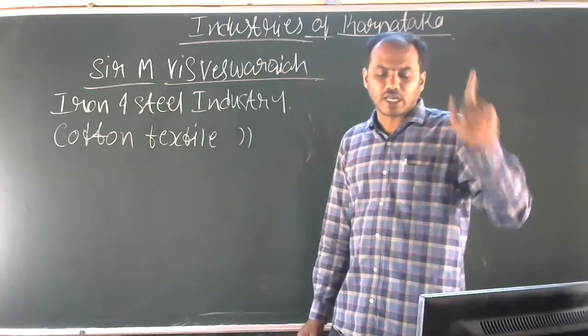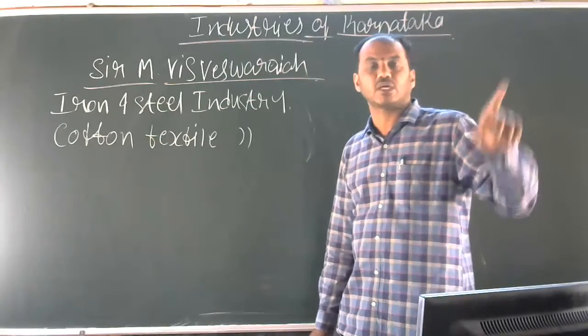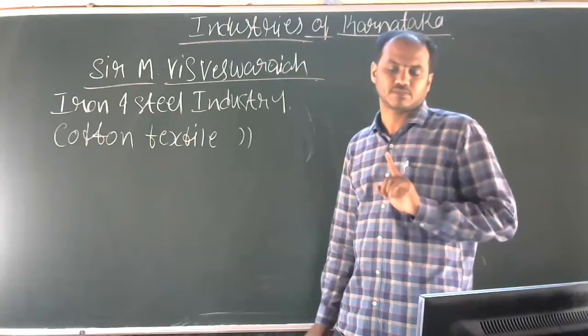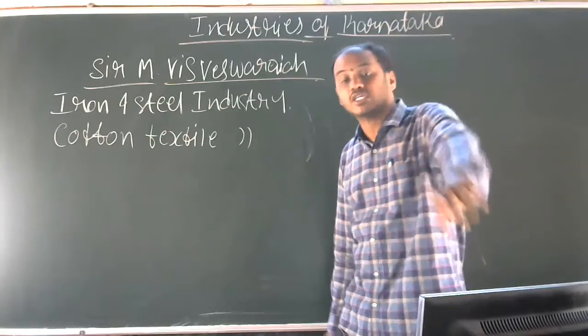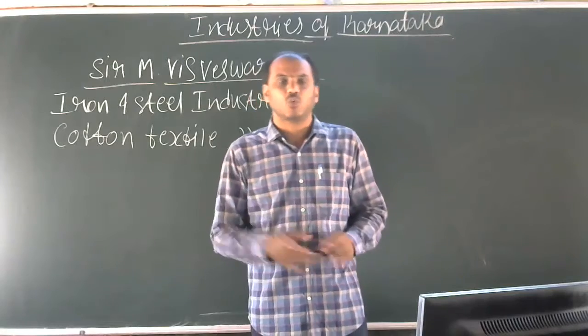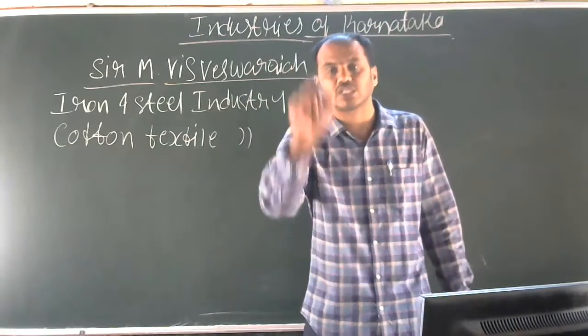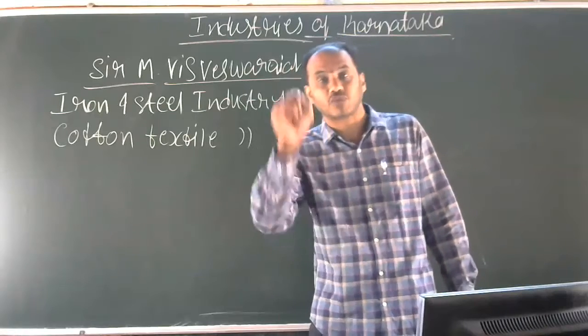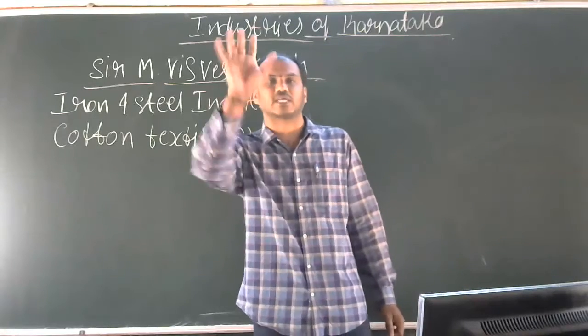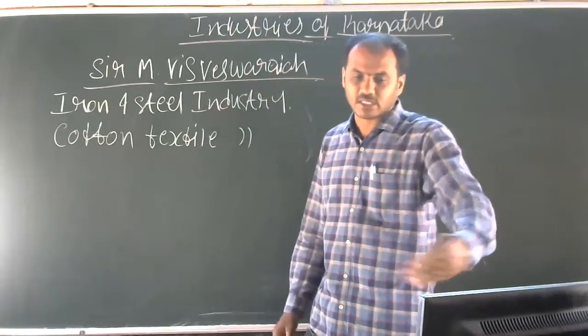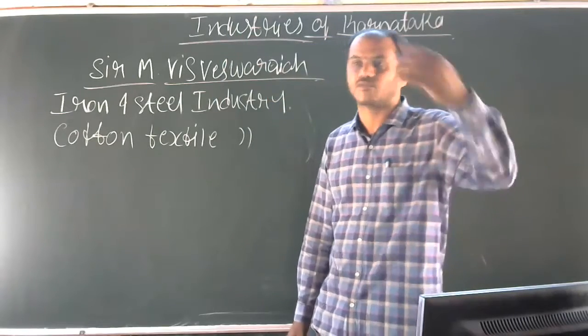Ginning and spinning mills were set up in the northern districts. Why were the cotton textile mills established in the northern part of Karnataka itself? I need an answer. Why in the northern part of Karnataka itself?